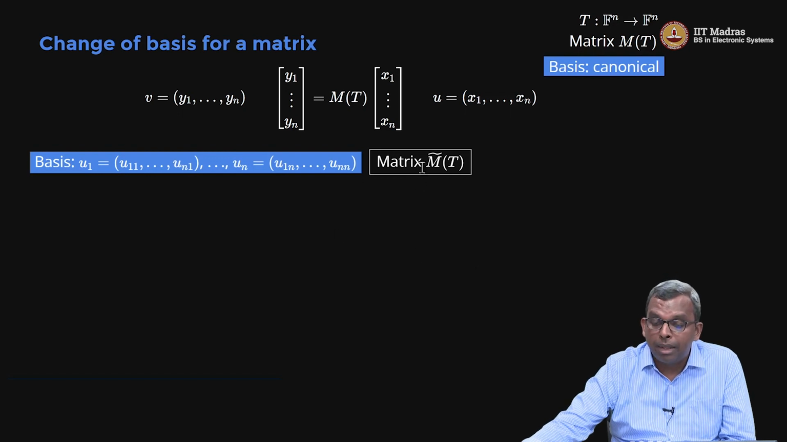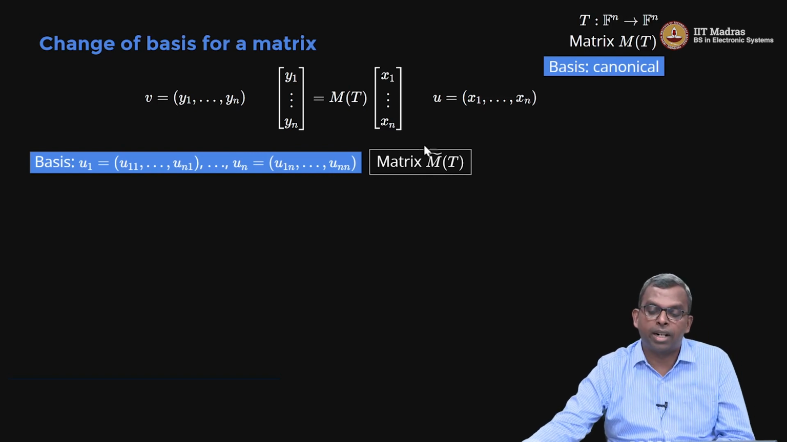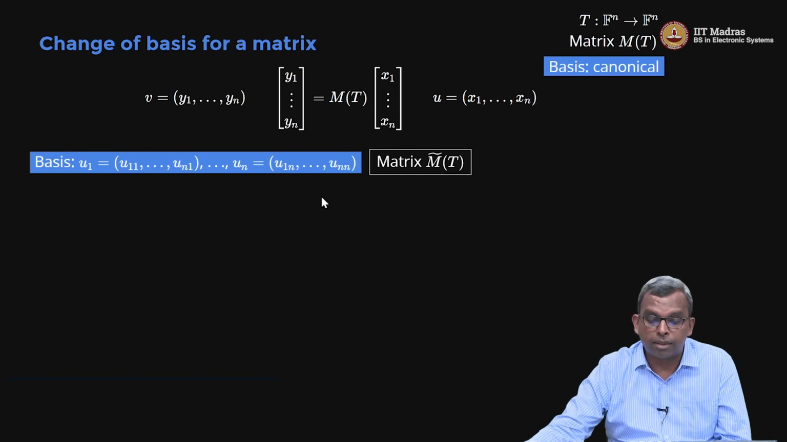But it turns out this m tilde of t and m of t are related in a very interesting way through matrix algebra, matrix product and inverse and all that. They involve these coordinates of the basis vectors. Okay, how do you do that? That is what I am going to show you next.